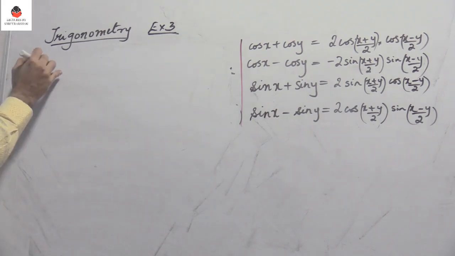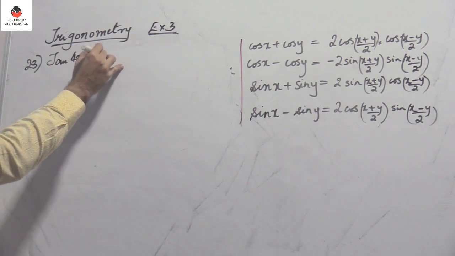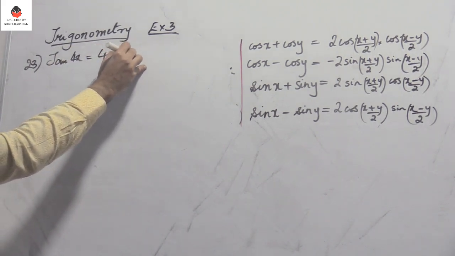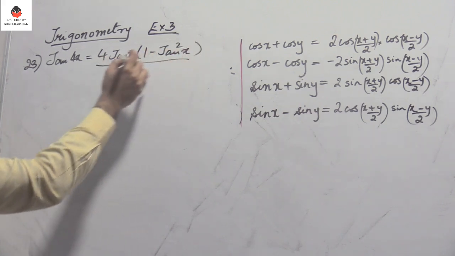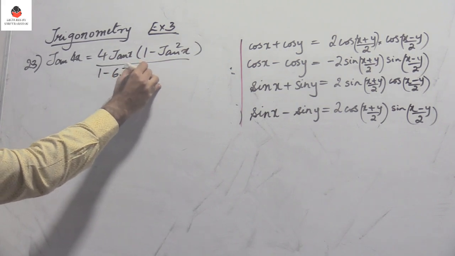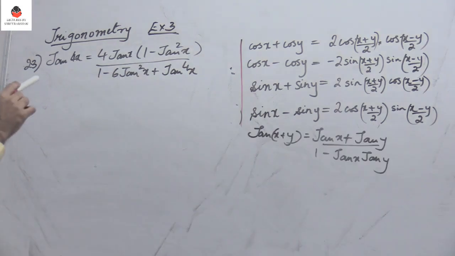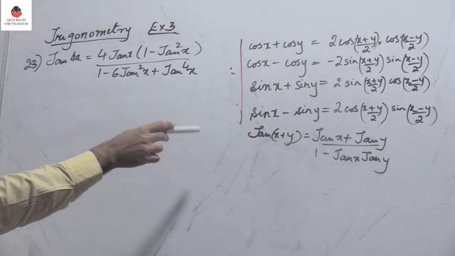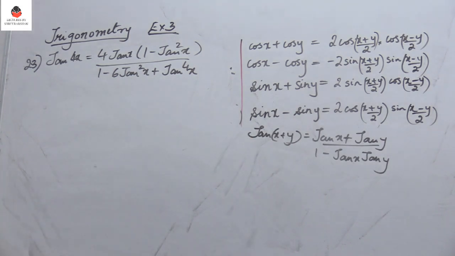So let's take the 23rd problem. Prove that tan 4x equals 4 tan x into (1 minus tan squared x) divided by (1 minus 6 tan squared x plus tan power 4 x). To solve this problem, we have to use the formula tan of (x plus y) equals (tan x plus tan y) divided by (1 minus tan x tan y). So there are different ways of solving this problem.